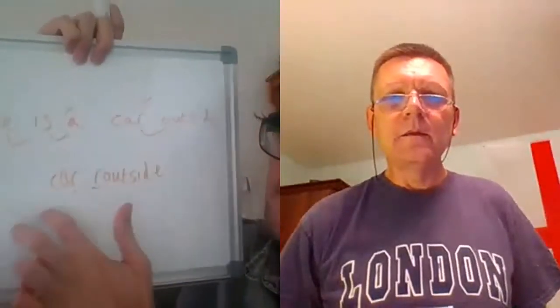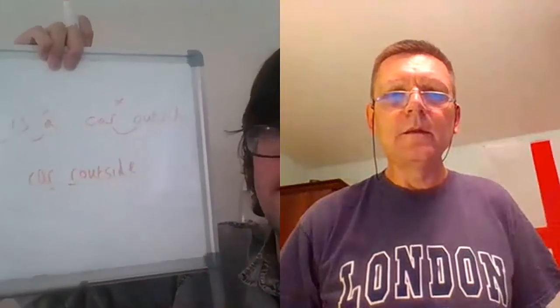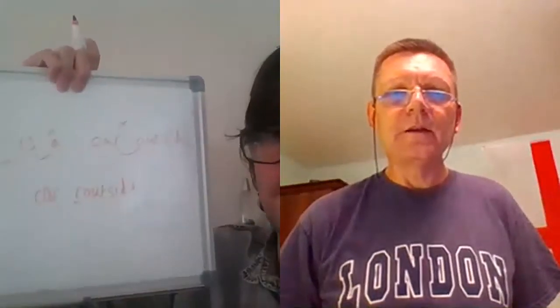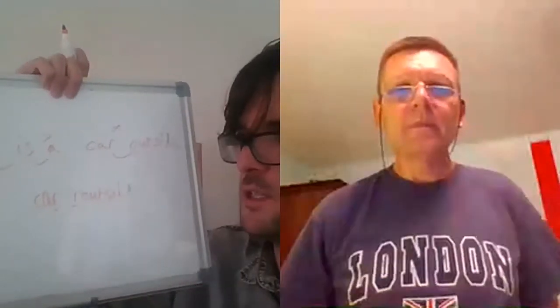So when you hear it, it's almost like you double the consonant, okay? So that it's car outside. It's almost like saying car outside. So it's almost like you're saying this and sounding the r, so car outside. So there is a car outside. Car outside. Outside, that's good. Okay? There is a.